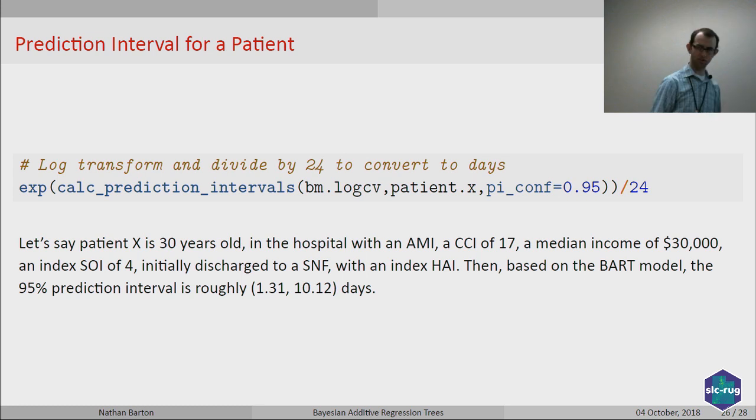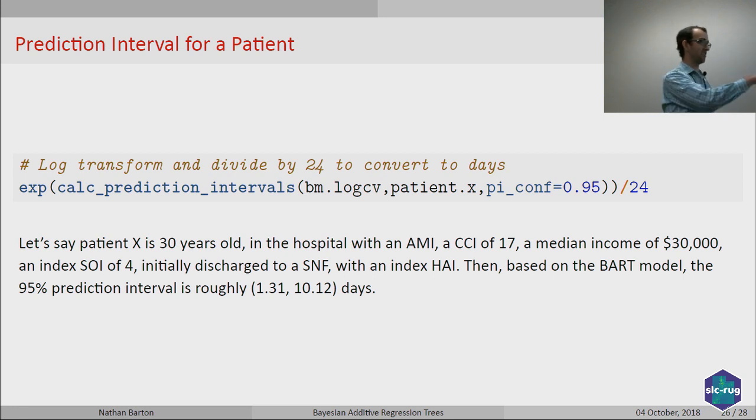So if we wanted to now calculate a prediction interval from this data, it's pretty easy to do that as well. So the function you call is just calculate prediction intervals. This is the BART machine object that I ran and stored using the log of the outcome. Patient X is a patient who, I just made this up, is 30 years old, was in the hospital with an acute myocardial infarction, had a Charlson comorbidity of 17, so very bad, very sick patient, a median income of $30,000, also a very poor patient, and an index severity of illness of 4. Initially discharged to a skilled nursing facility, who also had an infection.